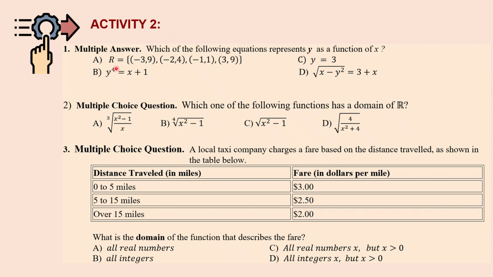And the first choice is given as a set of ordered pairs. So the first element is the domain or the input x, and the second element is the range or the output y. So you can check whether this is a function or not. And then for letter B, it's given as an equation, and letter C is also an equation, and letter D is also an equation with its square roots. So you can answer this question.